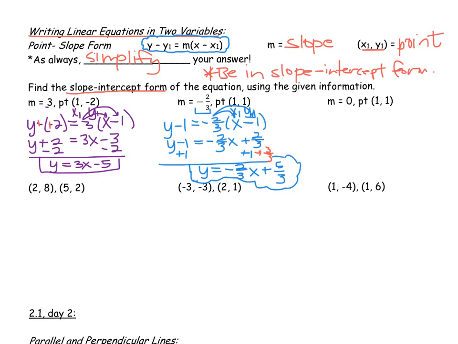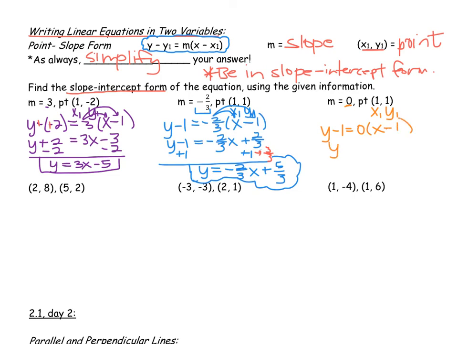All right, let's try one more. What's unique about this last one is that the slope is 0. So thinking about what we've talked about already in this lesson, when the slope is 0, what kind of line would we have? This one also passes through the point 1, 1. I'll identify that coordinate as x1 and y1. Plugging it into the template up above, y minus y1 equals m times x minus x1.